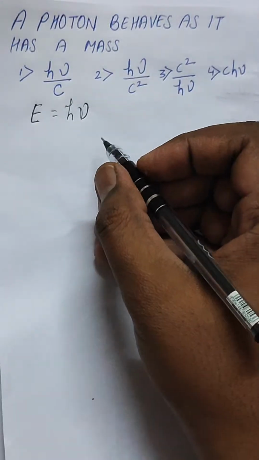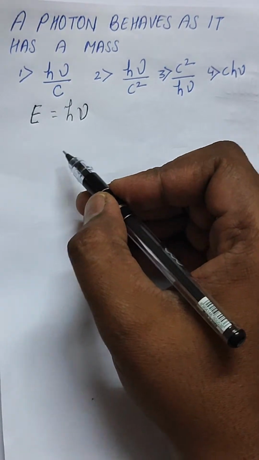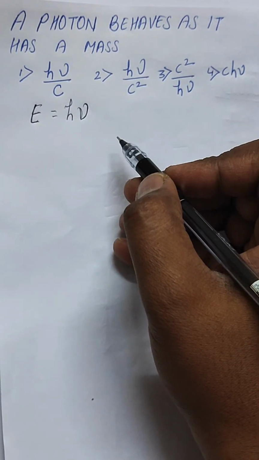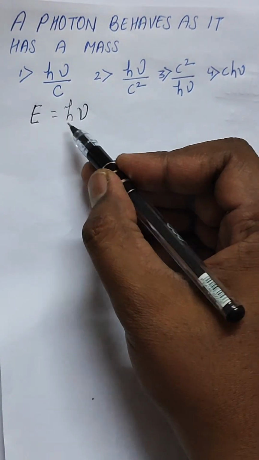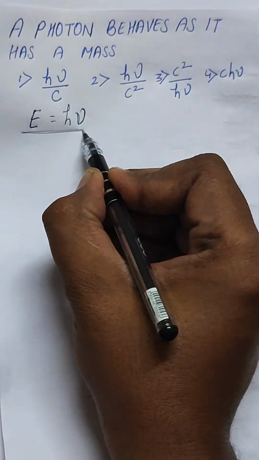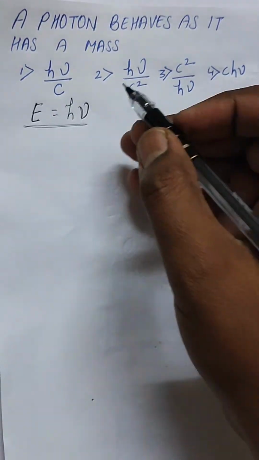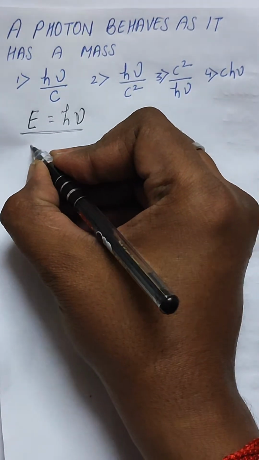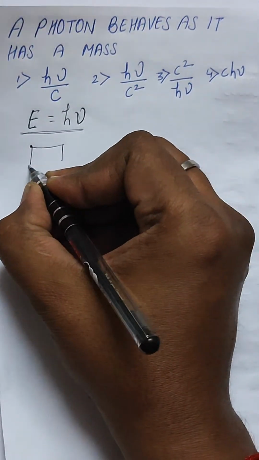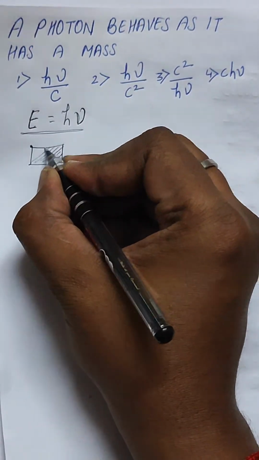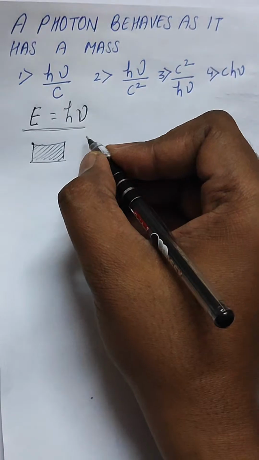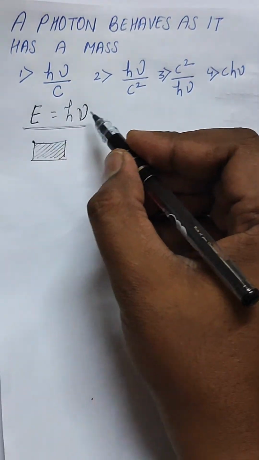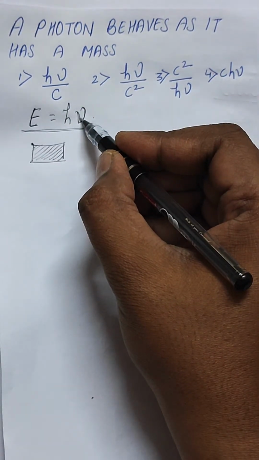E is equal to h mu is a fundamental principle of quantum mechanics which was introduced by Max Planck. What does it state? It states that the energy of a single quantum, a single photon, which has discrete levels of energy in packets, is directly proportional to the frequency, where h is the proportionality constant.